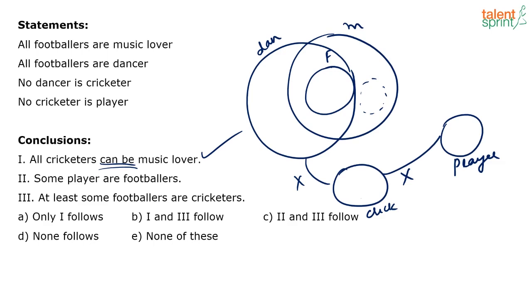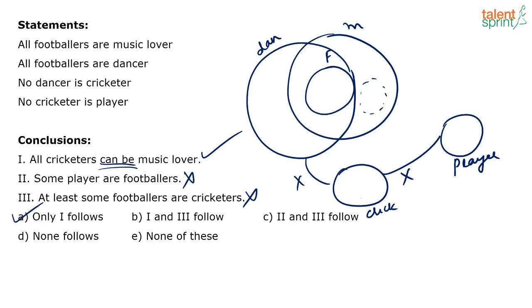Next one. Some players are footballers. No, that's not a definite conclusion. You don't know if that is true or not, correct? All cricketers can be music lovers, so if I put cricketers here, it should not be a problem. Some players are footballers is not a definite conclusion, so does not follow. At least some footballers are cricketers. Again, that's also not a definite conclusion, correct? So I am not sure if that follows or not. So the correct answer here will be option A. Only one follows.